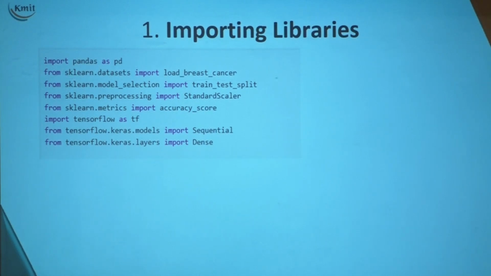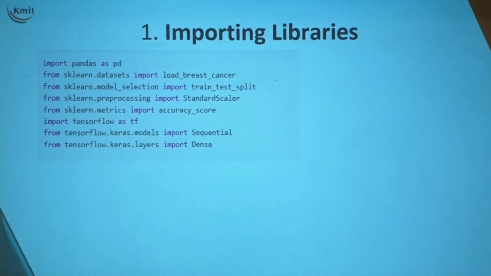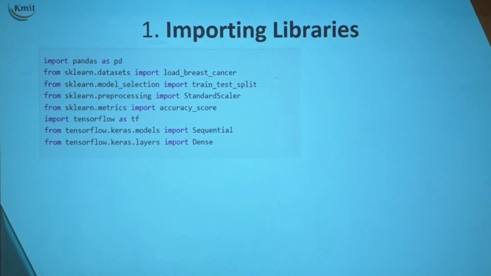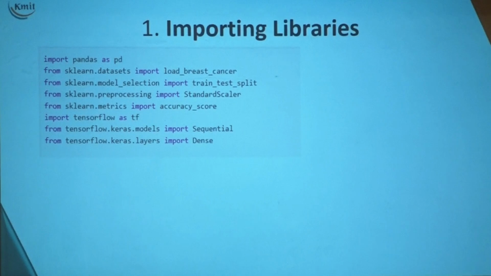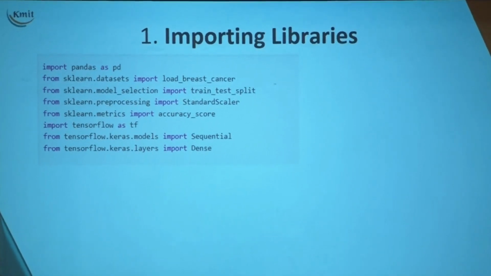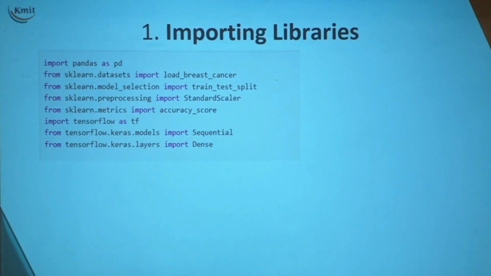Next, from sklearn.datasets, I'm importing one data set called load breast cancer. From sklearn.model selection, I'm importing train test split. From sklearn.preprocessing, I'm importing StandardScaler for normalization of the data or standardizing the features. From sklearn.metrics, I'm importing accuracy. Here I'm using a new library. What is that library? TensorFlow for deep learning models. sklearn for machine learning models, TensorFlow for deep learning models.